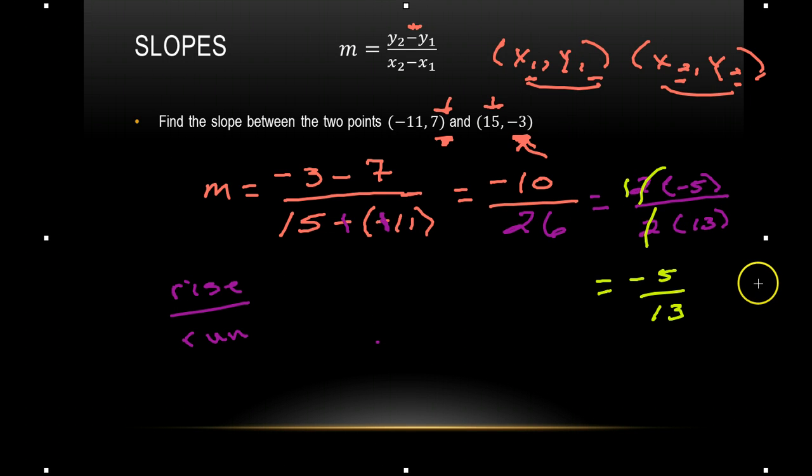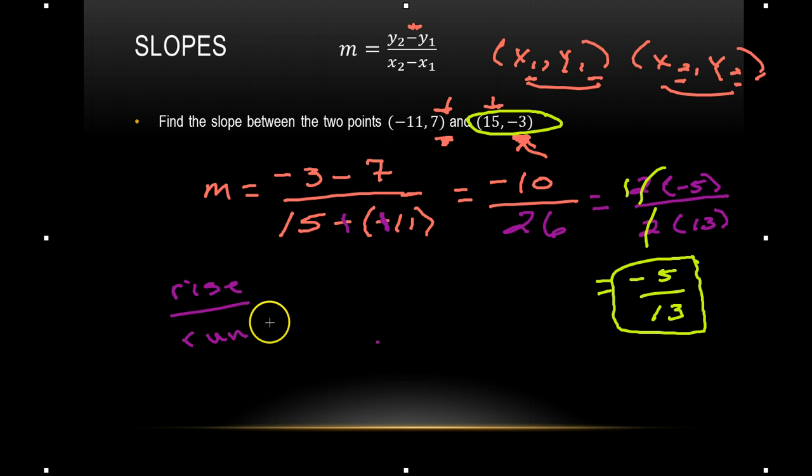Now, does it matter that I used 15, -3 as my x sub 2, y sub 2? What if I had done it the other way? Would I get the same answer? Well, let's check it out.